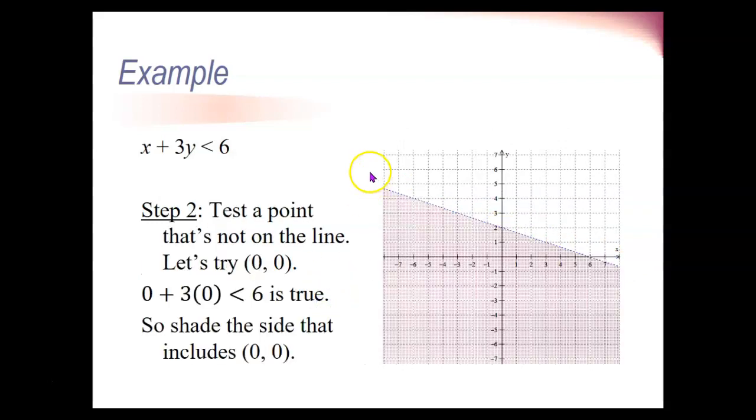Step 2, test a point that's not on the line. So I'm going to try (0, 0). Plug in 0 for x and 0 for y, and it says 0 + 3 times 0 is less than 6. Well, that's true. So we do want to be on the side of the line that includes the origin, the point (0, 0). So that would be below the line. So I go ahead and shade that in, and that is my solution. That's the graph of that inequality.